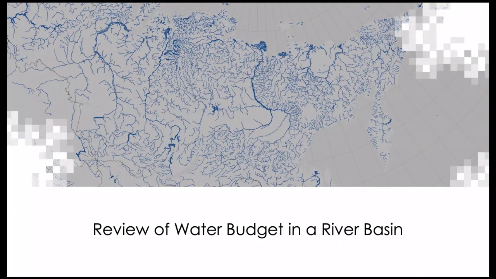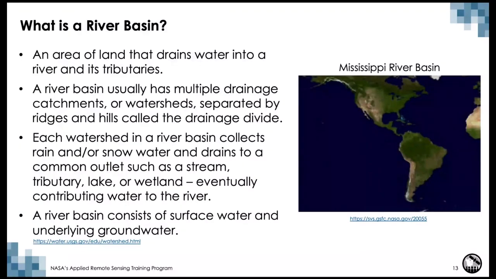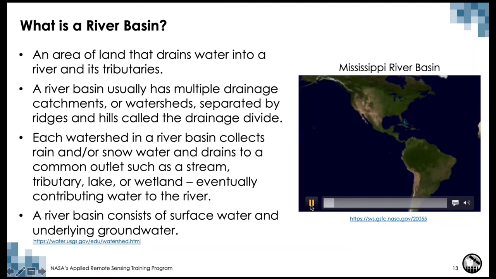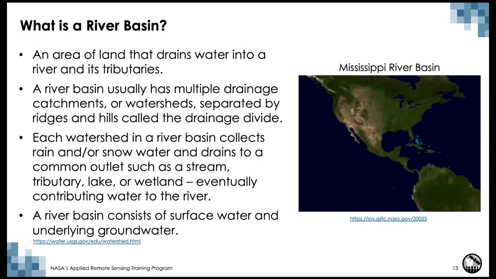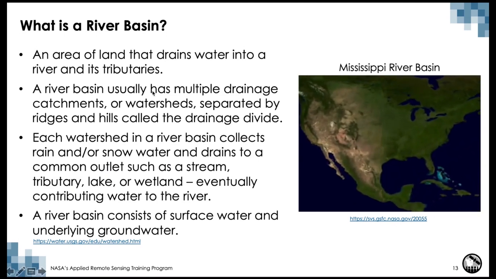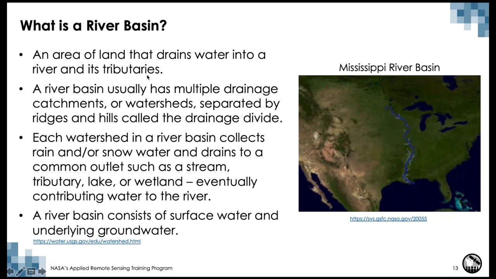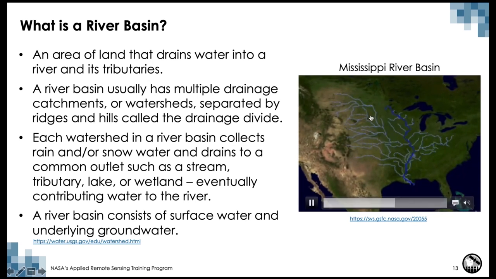So now we will start with a review of water budget in a river basin. So first, what is a river basin? I'm going to start this animation here. It shows the Mississippi River Basin. It's an area of land that drains water into a river and its tributaries. So a river basin usually has multiple drainage catchments, as you can see here. This is the river and these are various tributaries.